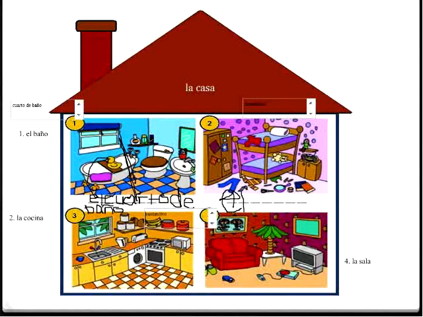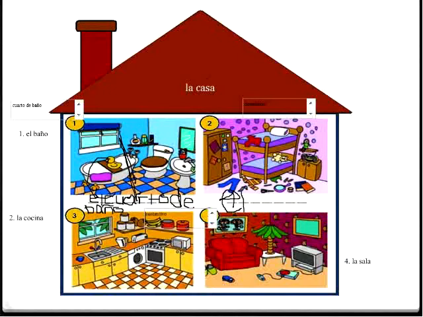What about the third one? La cocina. Hey. And number 4, la sala. La sala. So if you know these 4 rooms, then you can get to the specifics here. So we have el baño. Muy bien. El número 2, el dormitorio, la cocina y la sala.